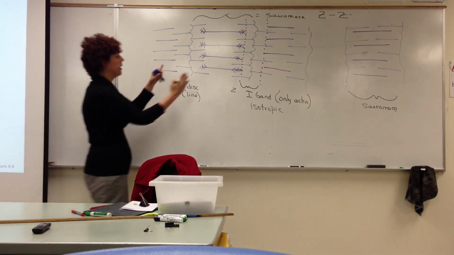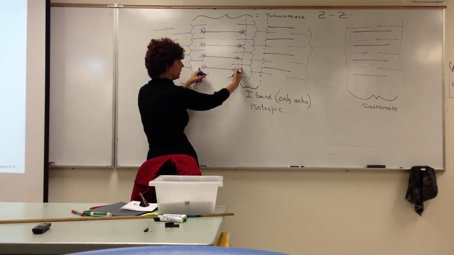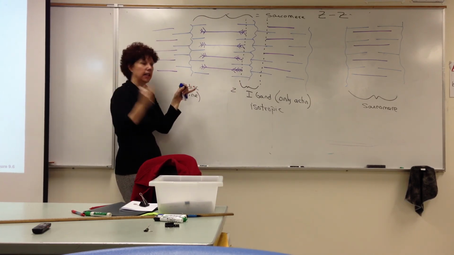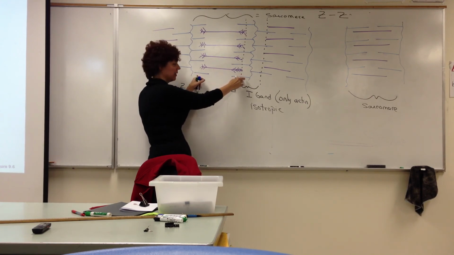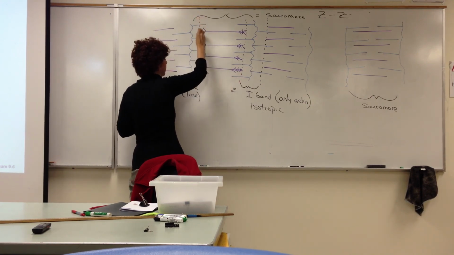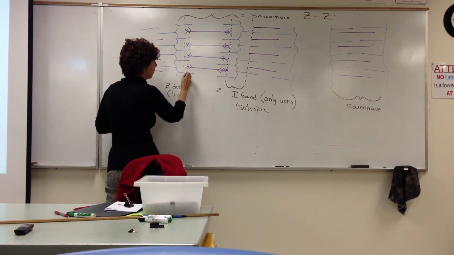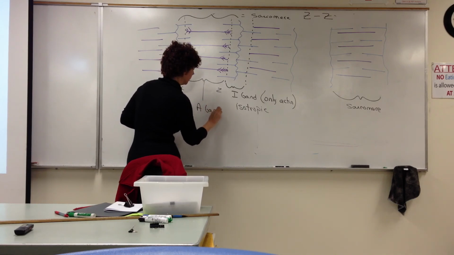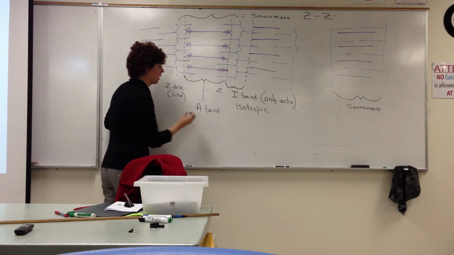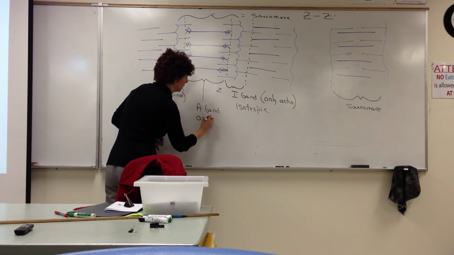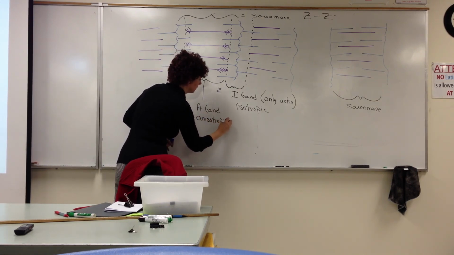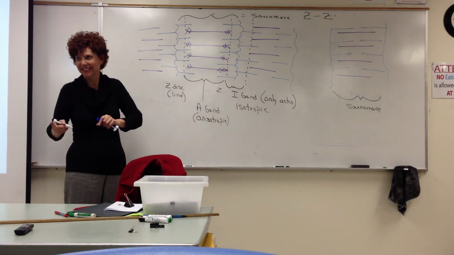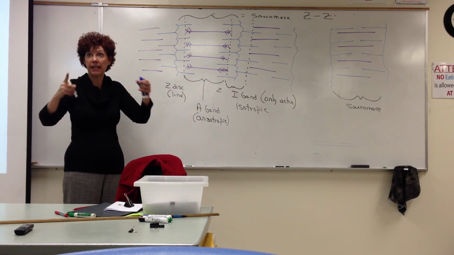Now, the area of the myosin filament overlaps. The myosin is a thicker filament, twice the diameter of actin, plus it's overlapping with actin. So that contains a darker appearing region. So the width of the myosin filament is identified as the A band, which stands for anisotropic.